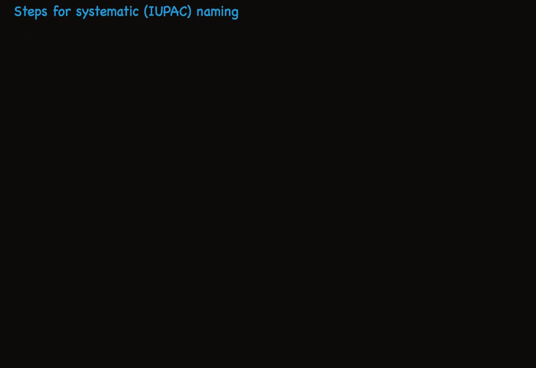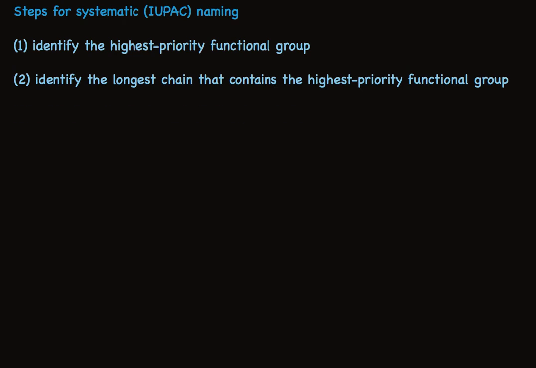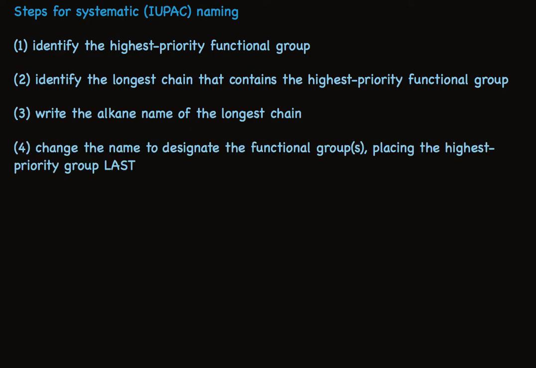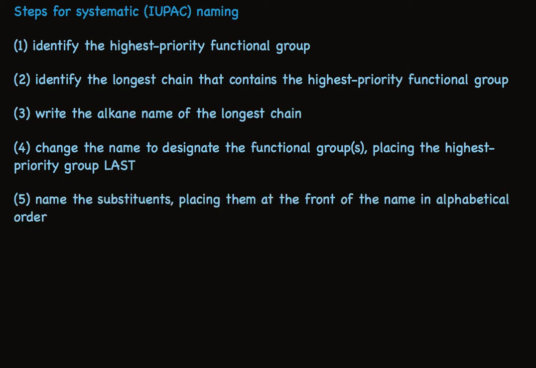There are 8 sequential steps that let you name a compound using the IUPAC system every time exactly right. Step 1 is to identify the highest priority functional group in the molecule. And right behind that, step 2 is to find the longest chain that includes that highest priority functional group. Once you've done that, you can write the name of the alkane that describes that longest chain and change the name at the end to designate the functional group that's highest priority. After that, you name each substituent and place them in alphabetical order in front of the name.